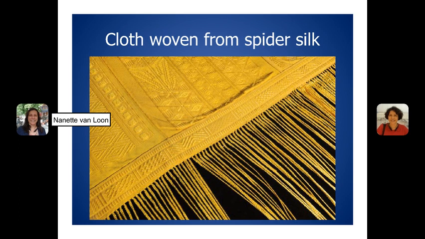Here we see an example of a cloth that was actually woven using silk from spiders. This particular piece of cloth is 11 feet long, and it uses a spider called the golden orb weaver, and it took the silk of 1 million spiders to make this piece of cloth. The color, this yellow color, is actually the natural color of the silk as it comes from the spider, so it's not dyed.